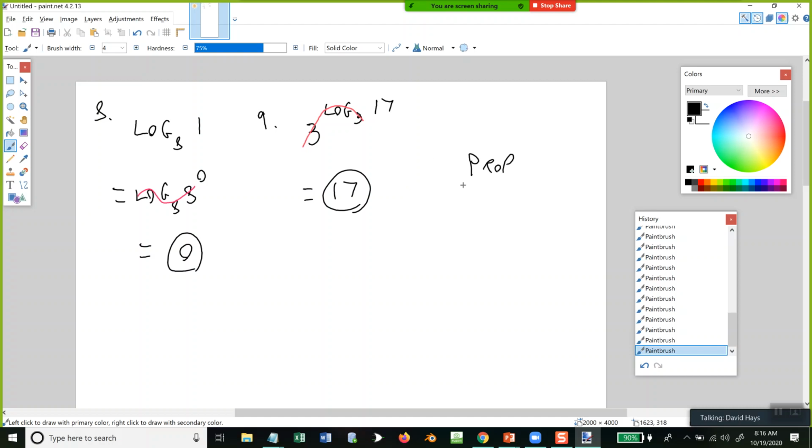The property says b to the power of log base b of q is going to equal q, if you're in the properties.